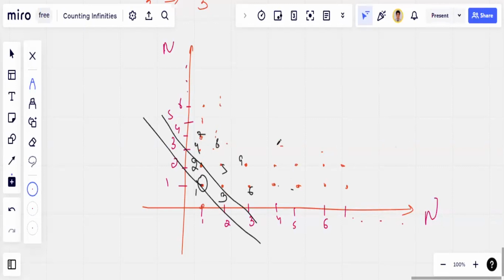Now suppose I add all the integers. I add these also here, these also, and these also. How will you still count them? I'm saying that z cross z is countable. Prove to me how.